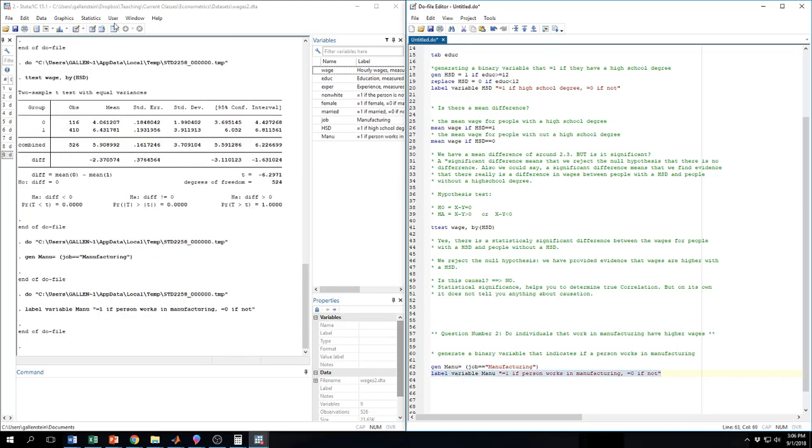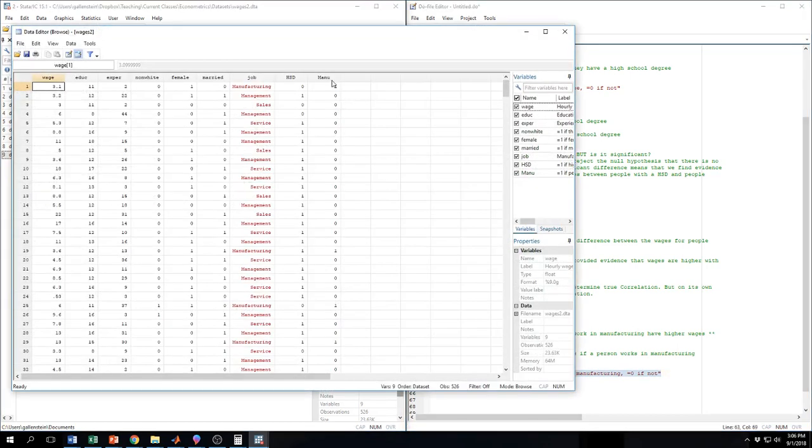Boom. All right, let's take a look at our data, see what it looks like. There it is. There's our new manufacturing dummy variable. Look at it. If job equals manufacturing, manu equals 1. All right, there we go.